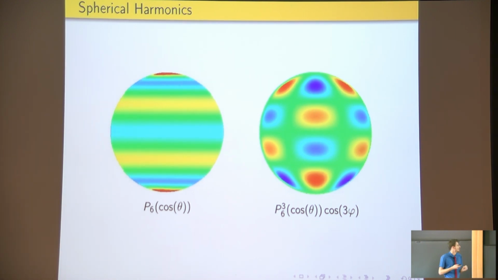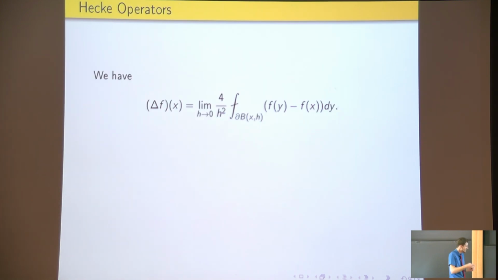So let me give you some intuition for Hecke operators. One way to define the Laplace operator is as follows. You take an average over the boundary of a small spherical cap around your point, and then let that small spherical cap go to 0. And then you can do the same sort of thing discretely.